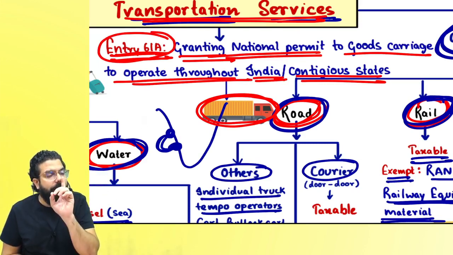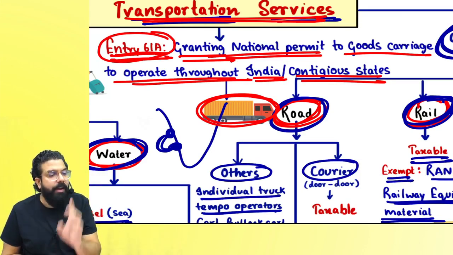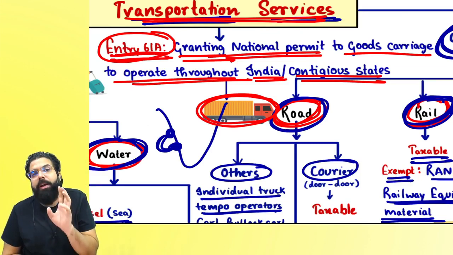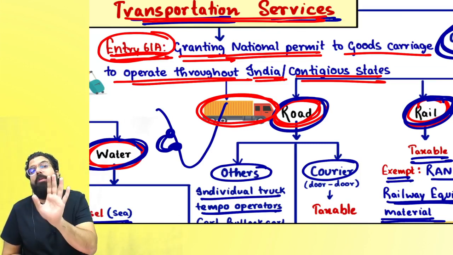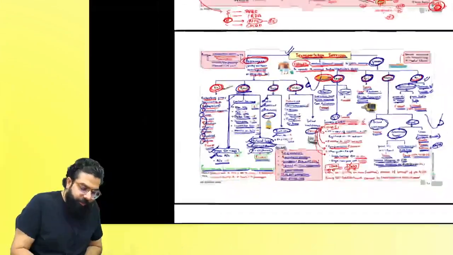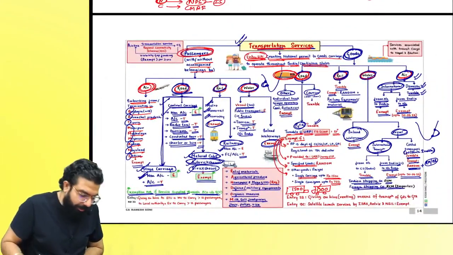Always remember, the exemption is given with respect to goods carriage. If a passenger transportation vehicle is given a national permit, that will always be taxable. Goods carriage is exempt. Can we go ahead, everyone?